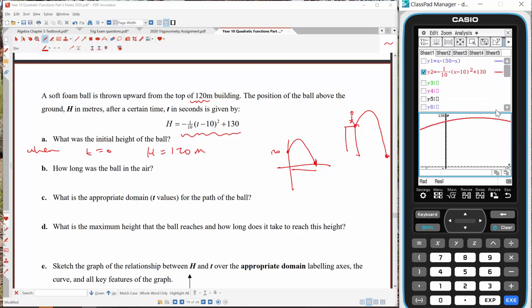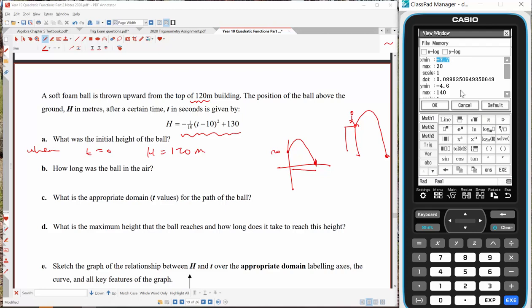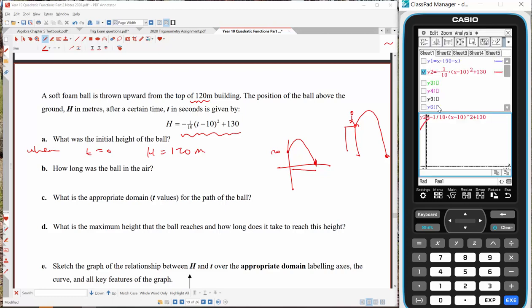Whoa, it's in the air way longer than that. So you can see here I've gone to a length of 20 seconds, but it seems to be way longer than that. It's coming down, but not far enough. So let's just change this to, I don't know, 120. Yeah, we got it. So this value here will give it to us. We can go to analysis, gsolve, and root. And there we can see it: 46.95.